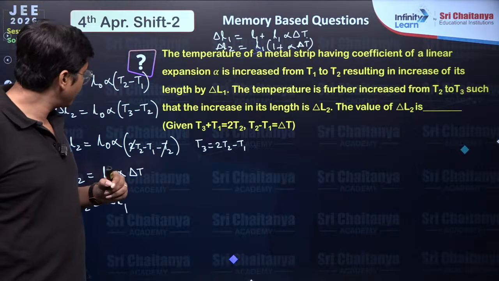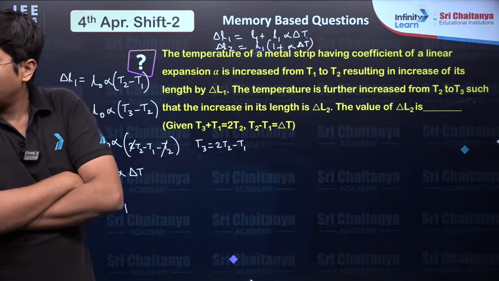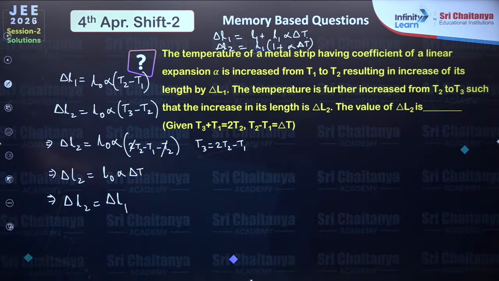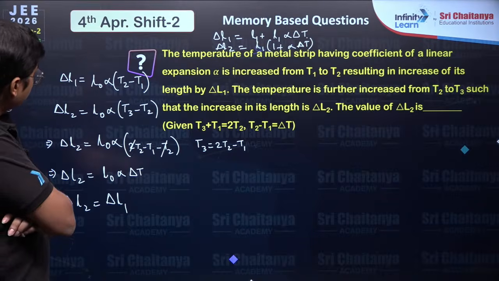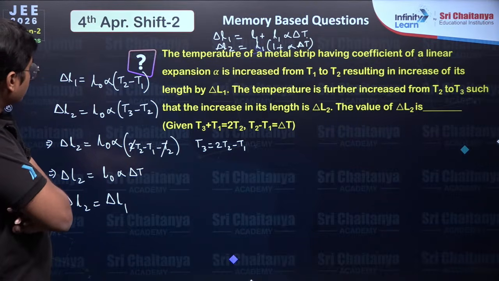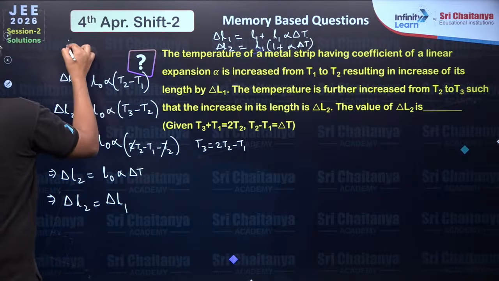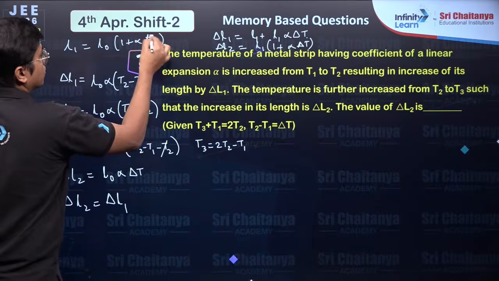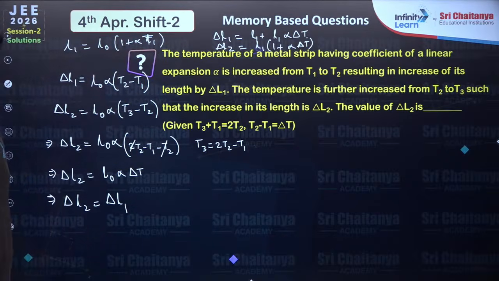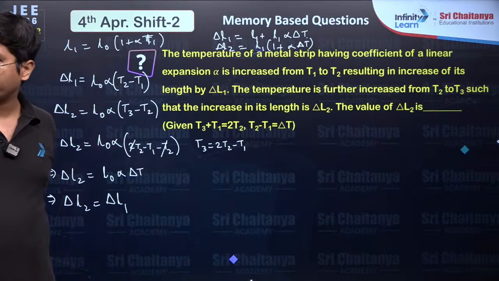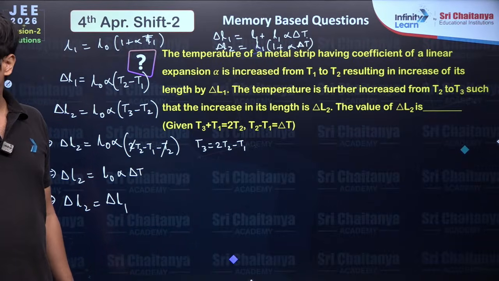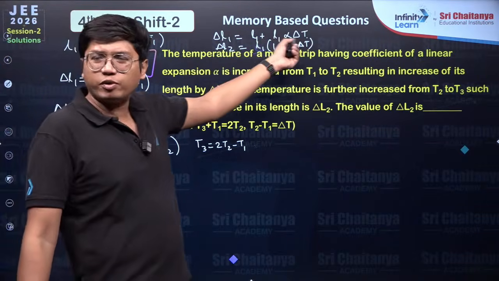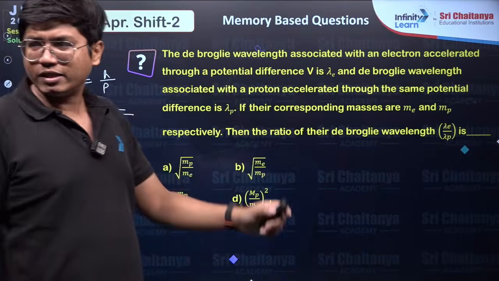Delta L1, okay, we'll verify, students. Delta L2 is... no, I would still go with this. I can have L1 is equal to L0 into 1 plus alpha T1, right? And L2 is the same thing, L0 into 1 plus alpha T2. Then L2 minus L1, L3 minus L2 we can do. Okay? Maybe some initial length would have been given, you plug that in, that's it. We'll check that later, yes.